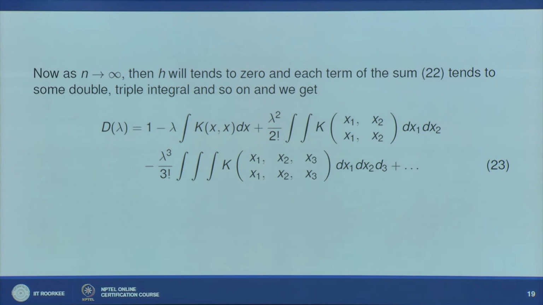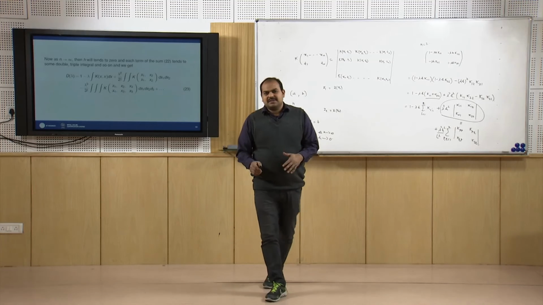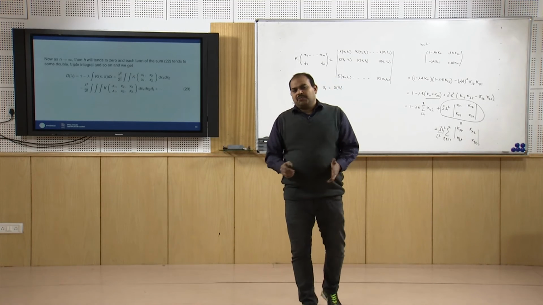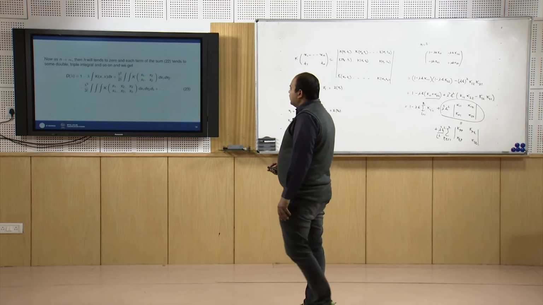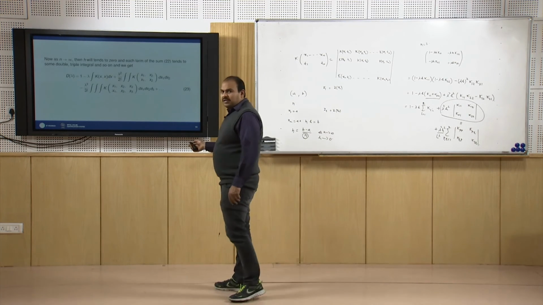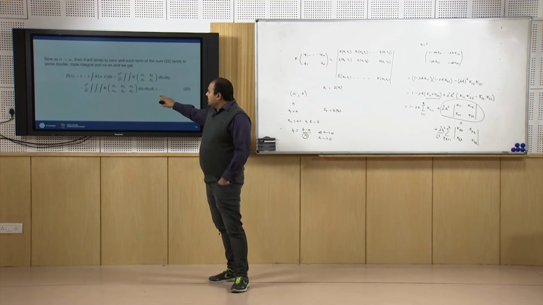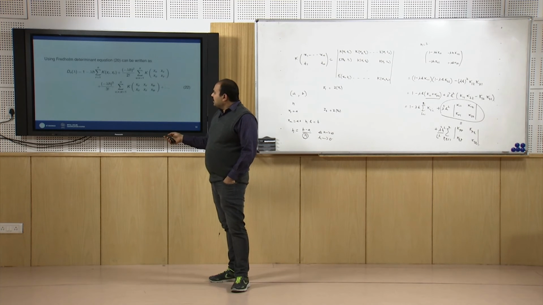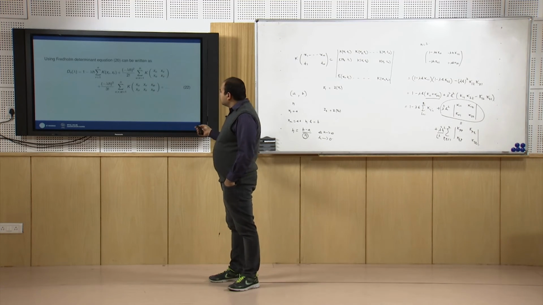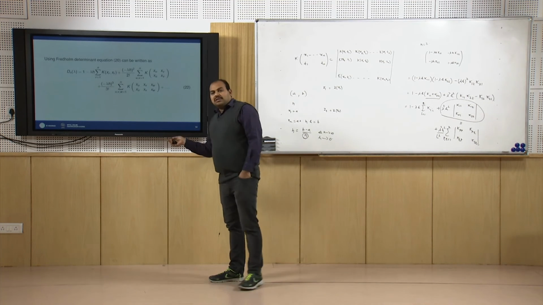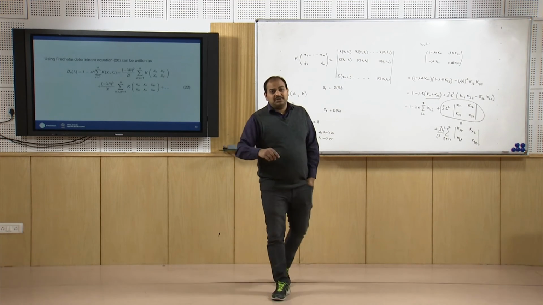Whatever we have discussed is just a formal discussion, because we have not discussed the convergence part. When you take n tending to infinity, it means this is going to be an infinite series. So I can talk about convergence and all this provided I know the convergence part.